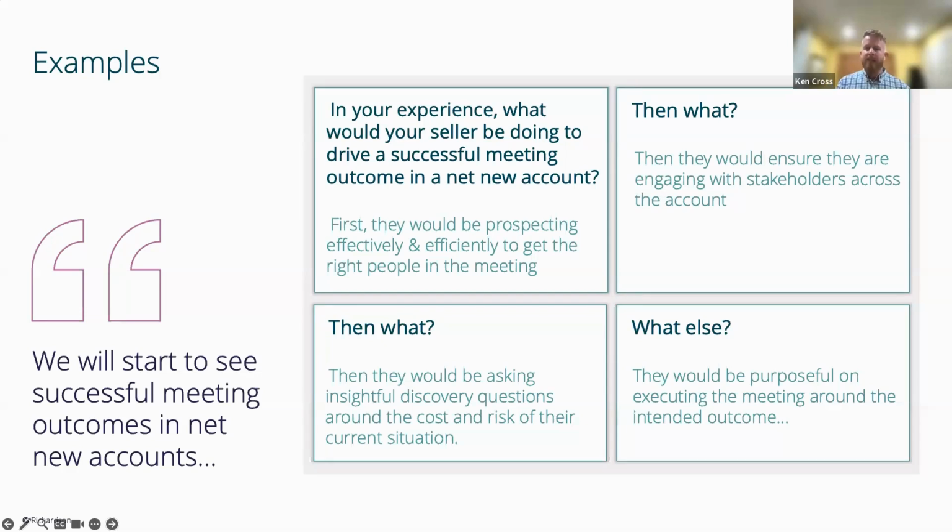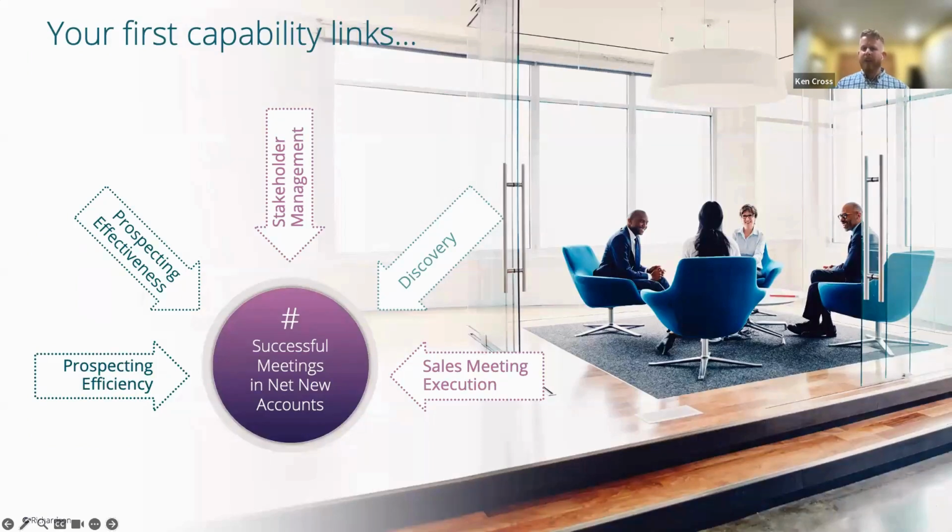So by walking through this simple scenario that's threaded throughout here, we can actually identify the key actions that are leading to our success in this example. Let's go a little bit further. From this exercise, we now know that behaviors like prospecting efficiency, prospecting effectiveness, stakeholder management, discovery, and sales meeting execution all contribute to, they're all pointing to successful meeting outcomes. Again, pointing back to what we were tracking here, which was the number of successful meetings in net new accounts.